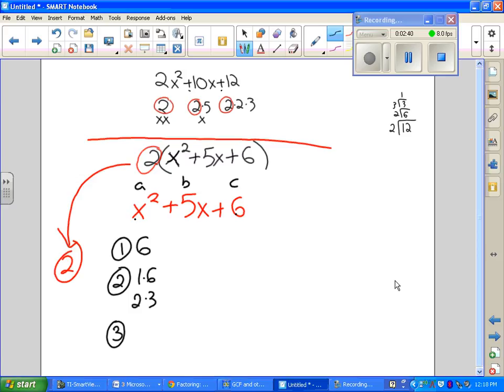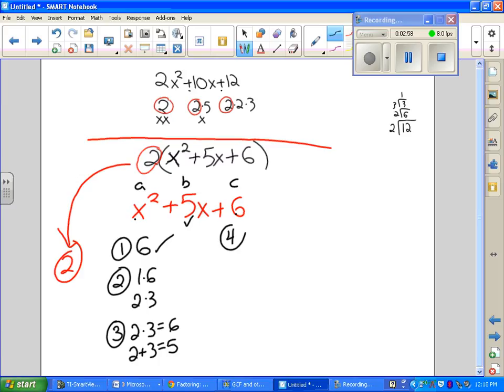Let me try this out. I know that 2 times 3 equals 6. That would meet that requirement. And I also have just figured out that 2 plus 3 equals 5, and that would meet that criteria. So I'm going to use 2 and 3.